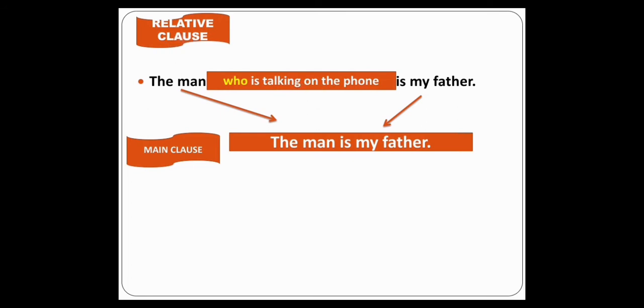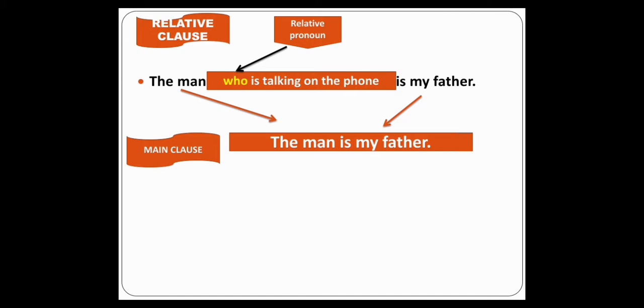Now this is a relative clause. A relative clause in English is used to describe a person or something. And we usually use a relative pronoun to introduce a relative clause. So a relative clause is a sentence which starts with a relative pronoun. And a relative clause cannot stand alone. It doesn't express a complete idea in English.